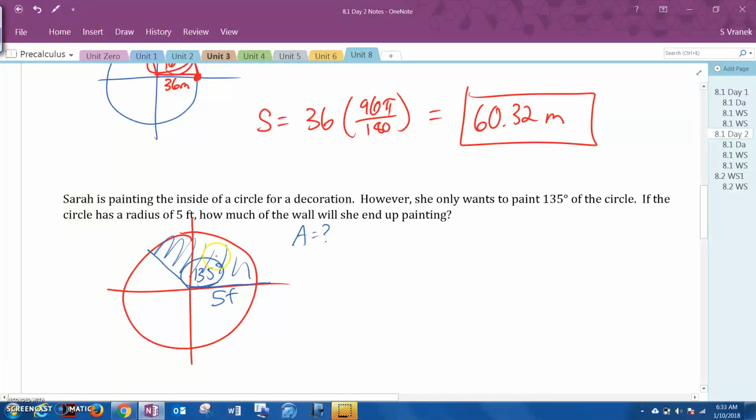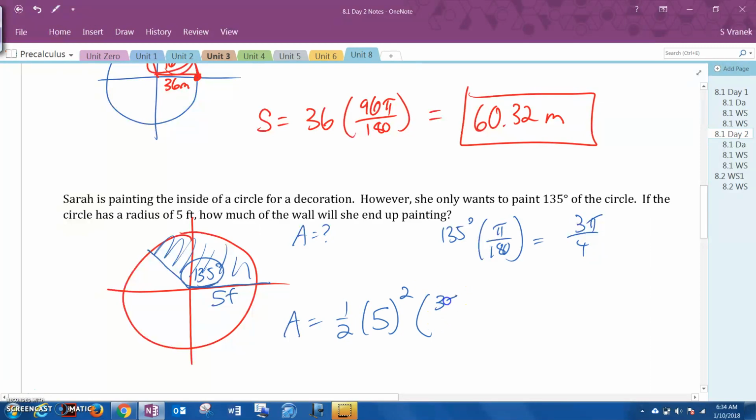And again, I gave you the angle in degrees. So we need to change the degrees into radians. You can leave it like that, or again, this simplifies into 3 pi over 4 if you guys remember your unit circle from last year. So now we can just use our area equation. So 1/2 times the radius, 5, squared, times the angle, 3 pi over 4. You type all that in your calculator and you get 29.45.